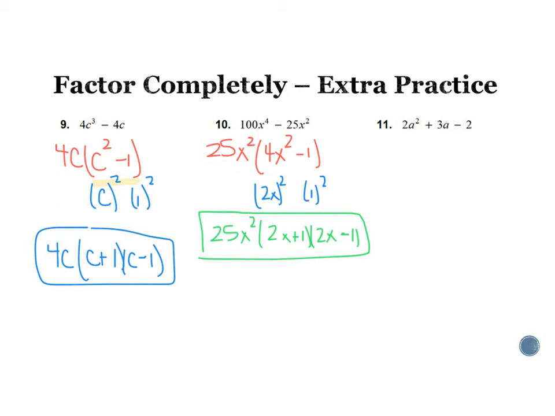11 is a trinomial. The first thing we're going to look for is a GCF. Is there something that goes into all three terms? Besides 1, there's not. Nothing goes into 2, 3, and 2, and then you have an a squared, an a, and no a. So there is no GCF. It has 3 terms, so we check to see if it's a perfect square trinomial, which it's not, because 2 is not a whole number squared. Neither is that 2.